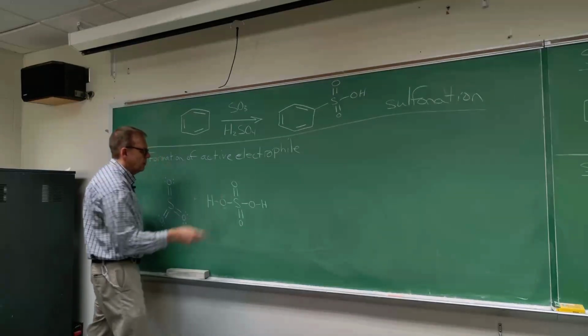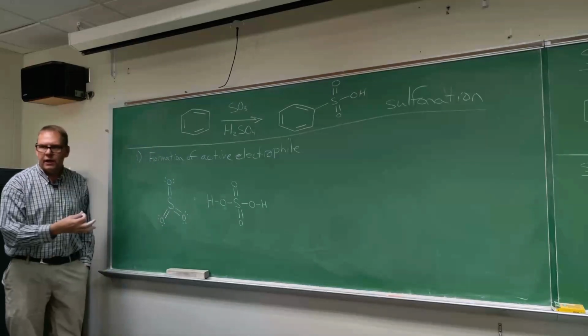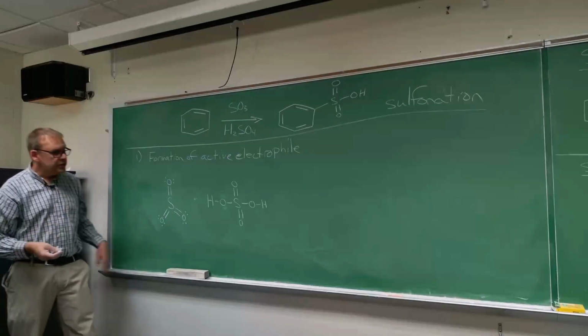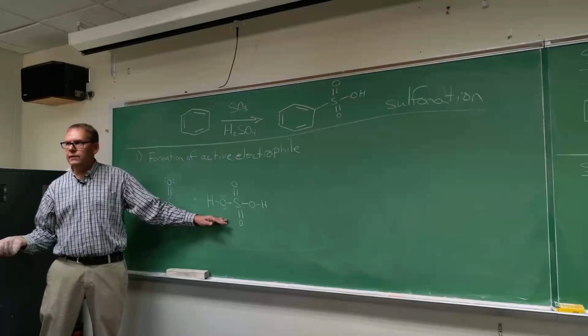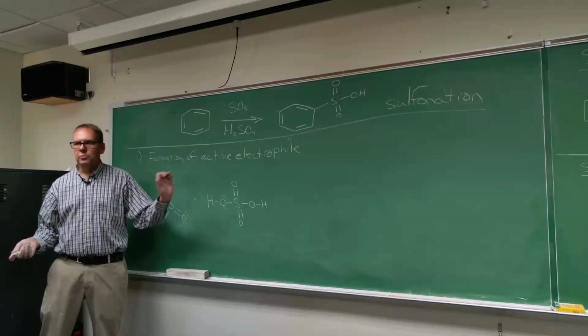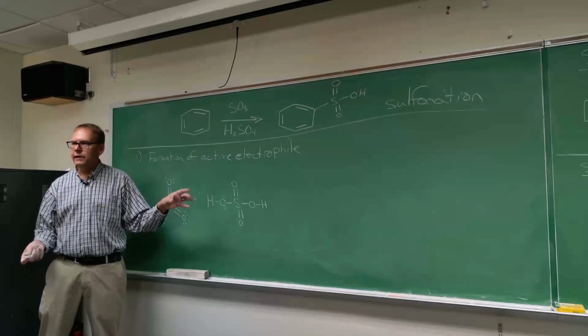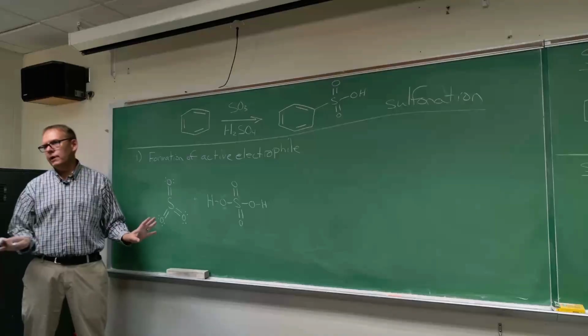I'll leave the lone pairs out of the sulfuric acid. Really strong acid, what it does is protonates things. It protonates pretty much everything it sees. If there's a lone pair, it'll put a proton on it. Even a pi bond, it'll put a proton on it. That's what it does. It protonates things.